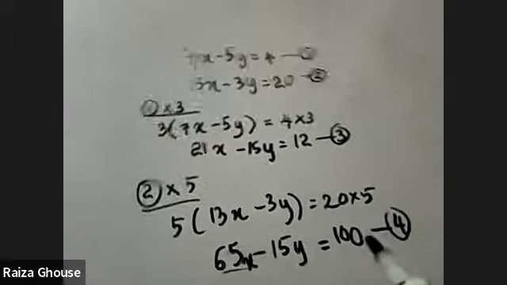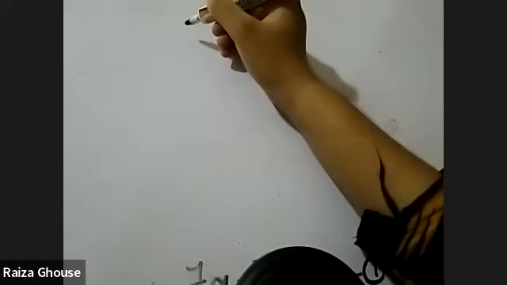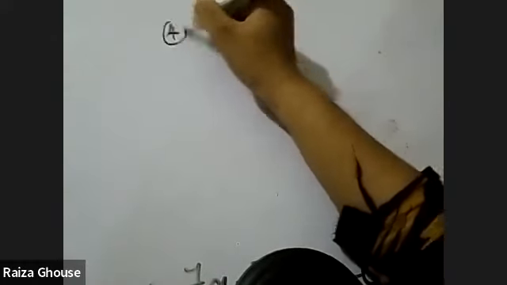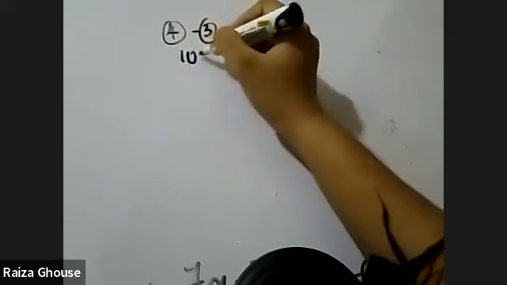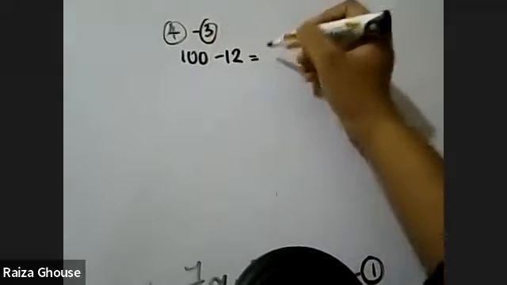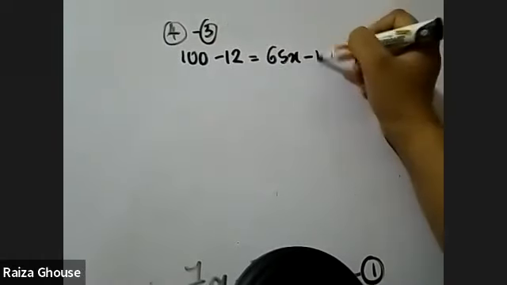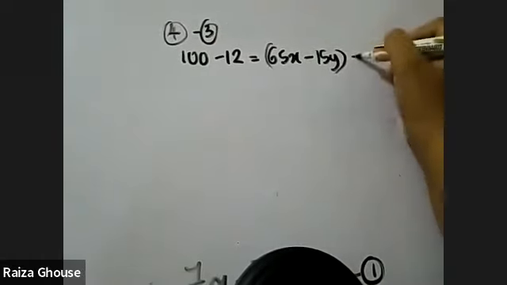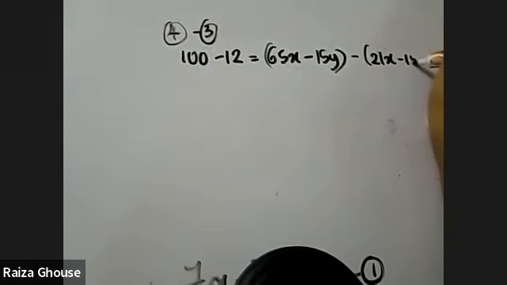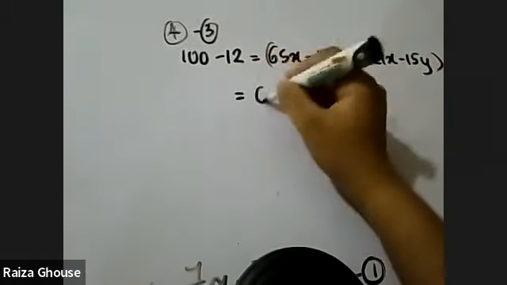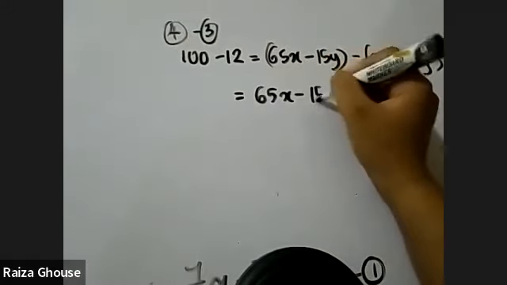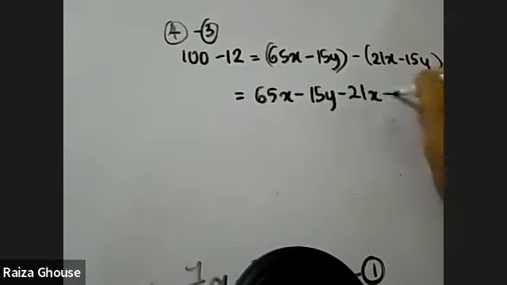Same symbol, same coefficient means you have to subtract. So I can take now my third equation and fourth equation. Bigger number is fourth. Fourth minus third means 100 minus 12. That is 65x minus 15y, minus this equation 21x minus 15y. Then I can write 65x minus 15y minus 21x plus 15y, because minus into minus is plus.